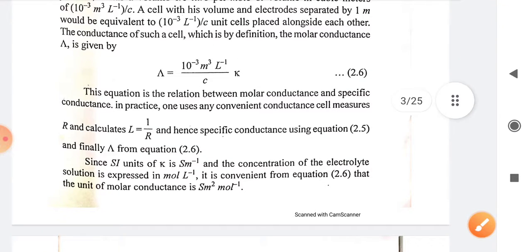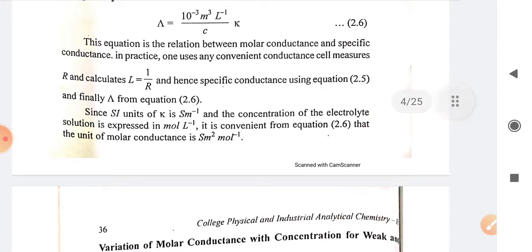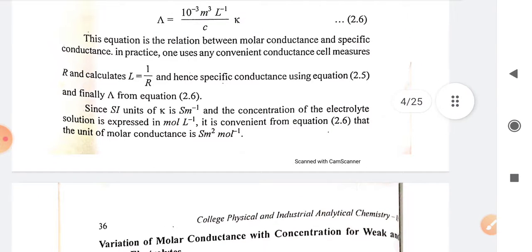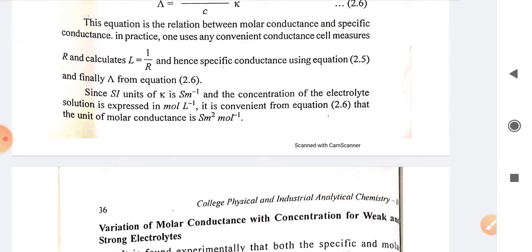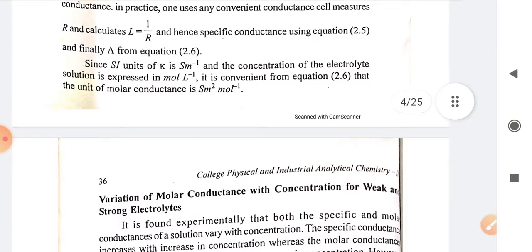So this equation is the relationship between molar conductance and specific conductance. In practice, one can use any convenient method to calculate the resistance and the conductance of a solution, and hence the specific conductance using this equation, and finally the molar conductance can be calculated.